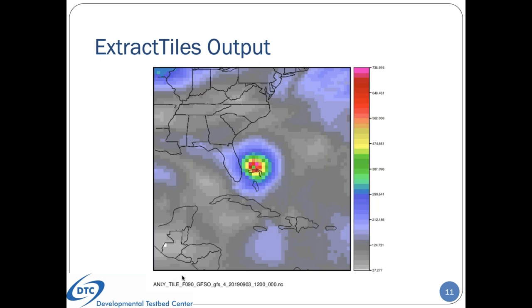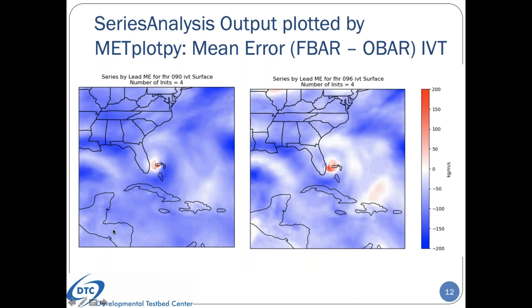Now, if you remember those tiles I was talking about, this is a 30 degree by 30 degree tile that is centered on Dorian. That centering information was provided by the track data. And this is again a plot_data_plane output, but you can see how we've narrowed in on this tile. This is IVT right here, for September 3rd, 2019 at 12Z, but just an example of what extract tiles looks like.